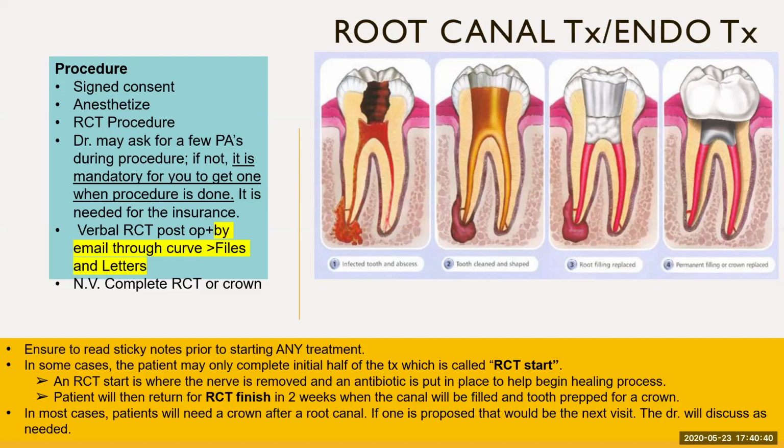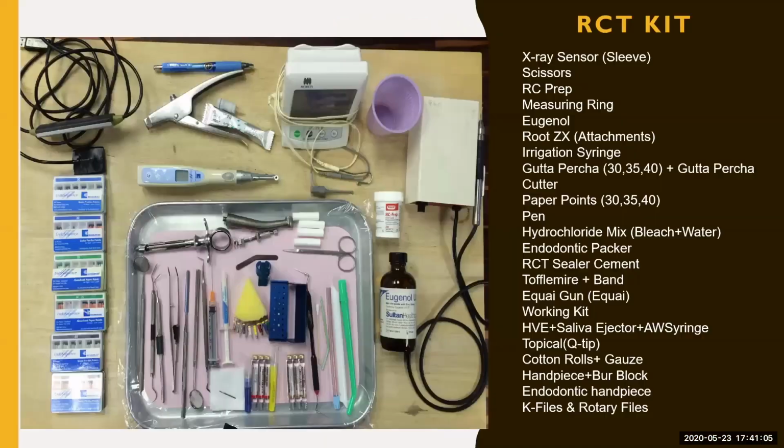In most cases, patients will need a crown after root canal. This is because once the pulp is removed from the tooth, the crown of the tooth becomes brittle and has to be protected by placement of a crown. If a crown has been proposed, then that would be the next visit. Please confirm with the doctor and have the doctor discuss the options with the patient.